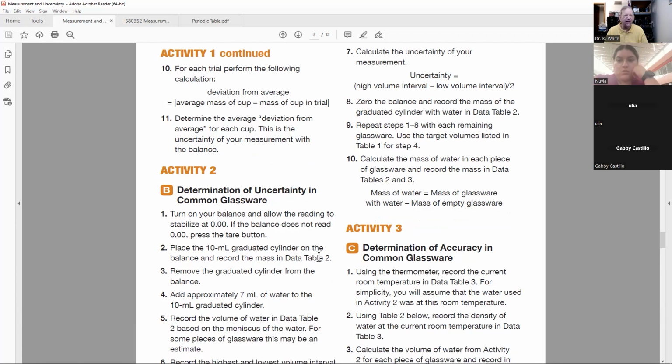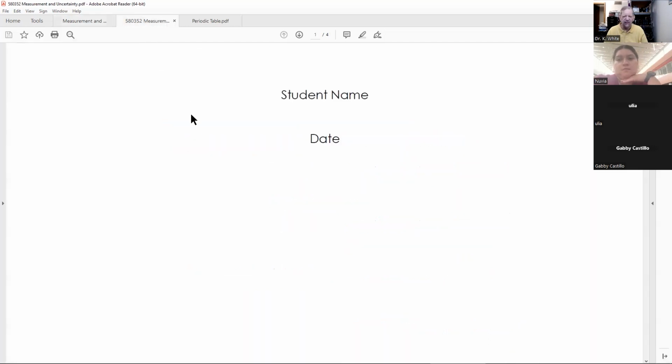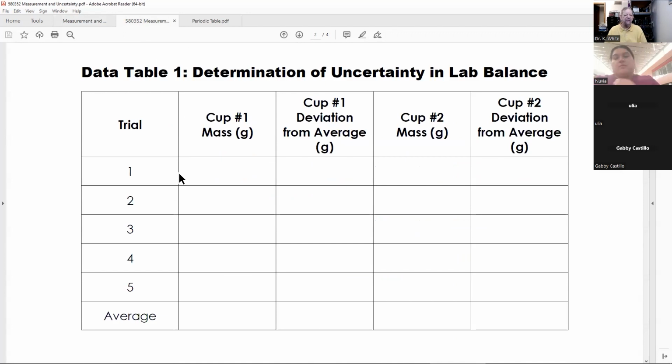So let's look at the lab. Here's the lab report. And for cup one, they have you do it five times. For all of you who forgot, the average is you add up the five figures, mass of cup one, and you divide by five. And you use the deviation from the average calculation, and you do an average for that. Next, you'll do the same thing for cup two.